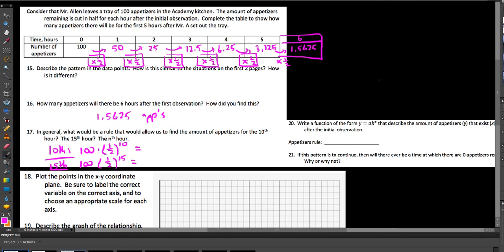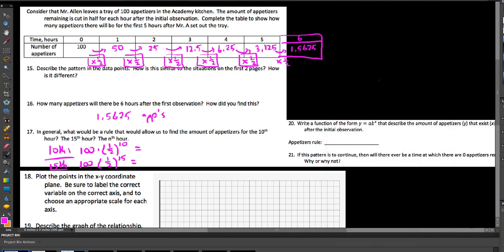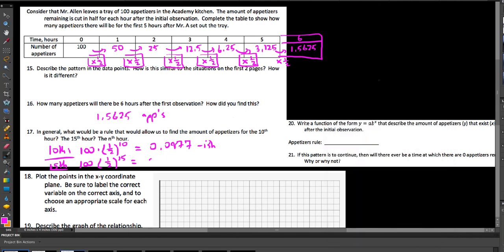Let's take a look at some of the values we're getting here. So we say 100. In parentheses, we'll put 1 divided by 2. It's very common. And we'll say to the power of, we'll do this to the 10 first. Okay, so we get a very small value here, 0.0977-ish, so approximately. And man, check this out. If we were to do this again and do it 15 hours later, not scientific notation, but not far from it, 0.00305, so 0.003-ish.